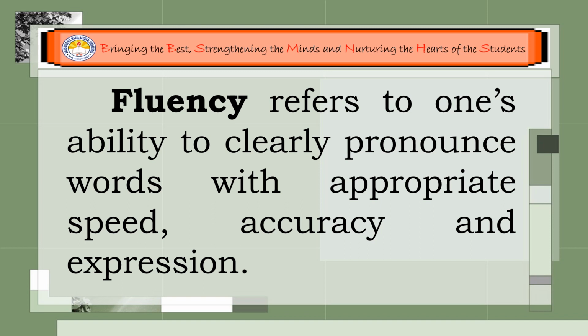First criterion is fluency. It refers to one's ability to clearly pronounce words with appropriate speed, accuracy, and expression. There are times when we find it difficult to understand what we are listening to due to mispronunciation and too fast or too slow enunciation of words.